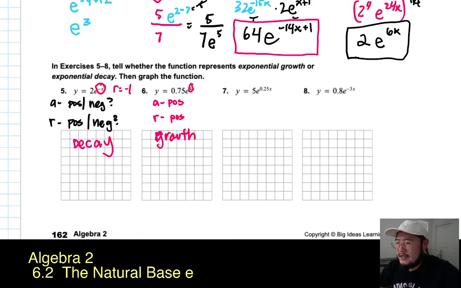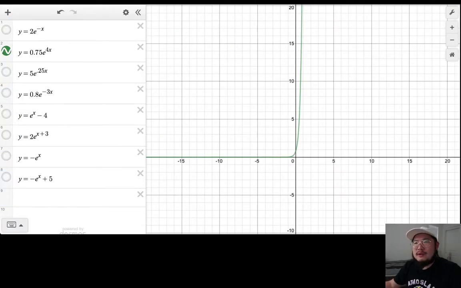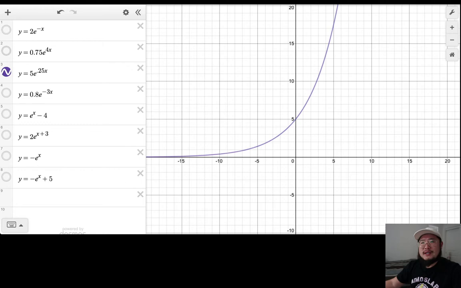Taking a look next up at number seven. Okay. A is positive. It's five. R is also positive. So once again, we've got growth, going upwards. Give you a quick peek over here. And in that purple function, you could see it going upwards and it is growing. Hopefully you remember that A value is like your stretch and shrink. Think of it kind of like that. So you can see the difference between six and seven right there, in how the function is behaving.